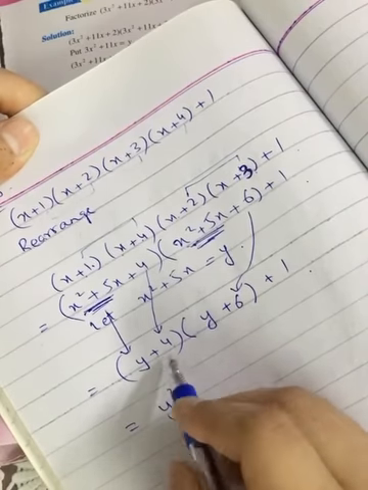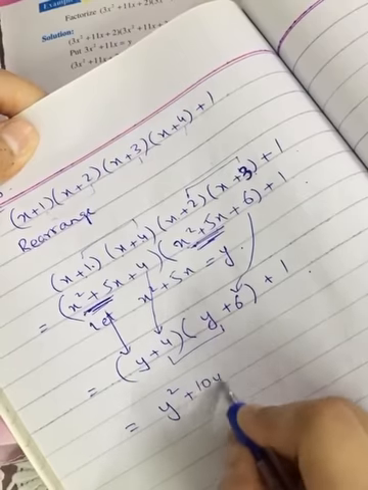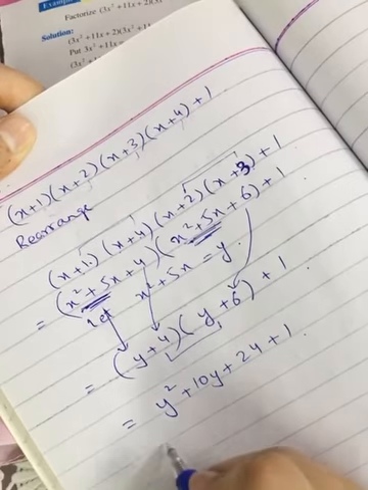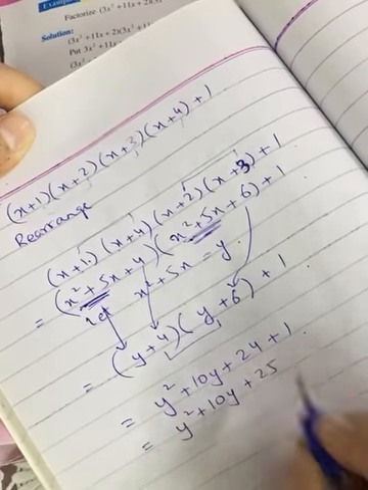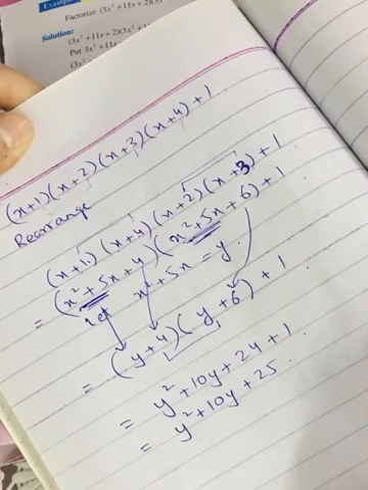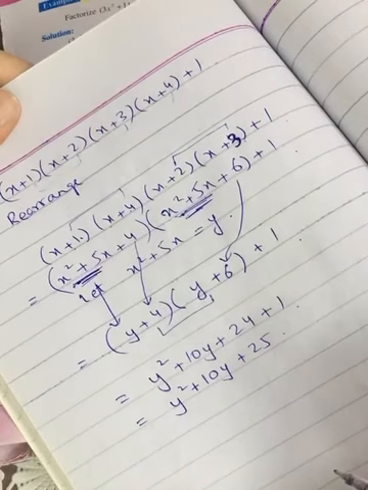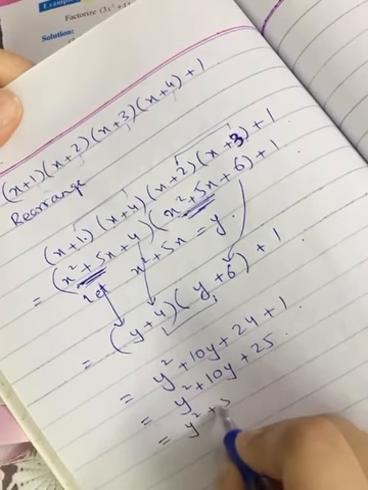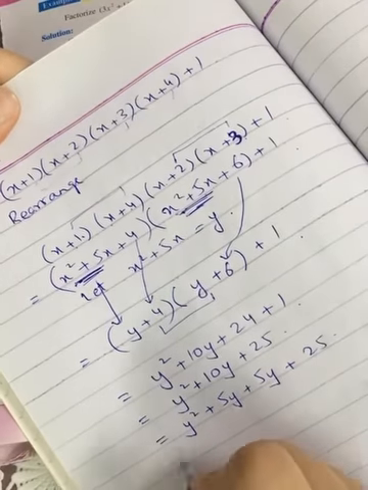So now let's open them up. This is y square. Let's solve these two brackets with each other. So y square plus 4y plus 6y is 10y, plus 4 times 6 is 24, and plus 1. So now I can say that it is y square plus 10y plus 25, and then I have to solve them. So y square plus 10y plus 25; y square plus 5y plus 5y plus 25. I can write it like this.